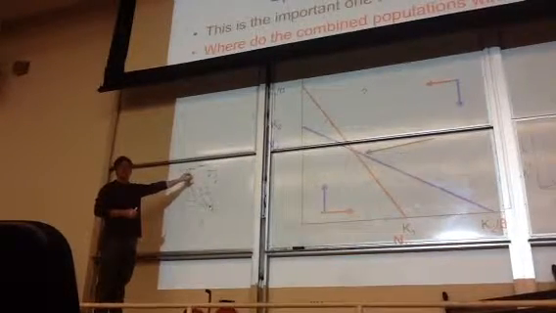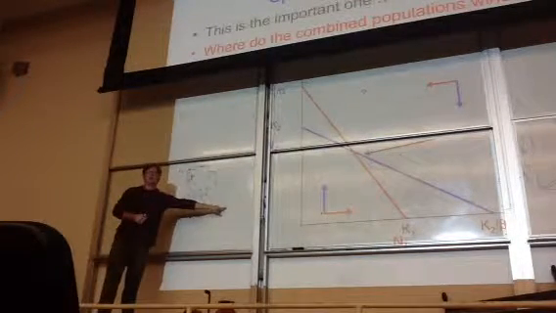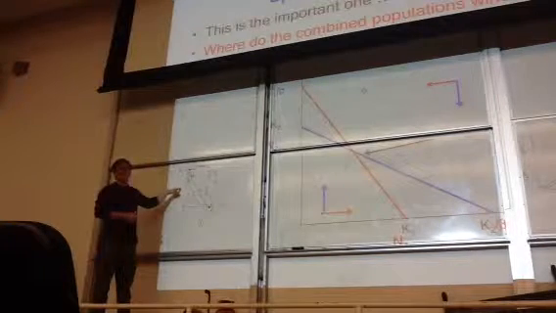This one only has 1 stable equilibrium, and it's got 5 possible. 1, 2, 3, 4, and this one is stable. It's the only one that's stable.